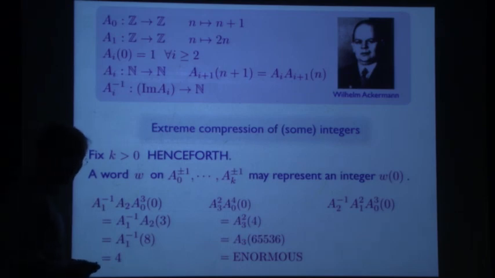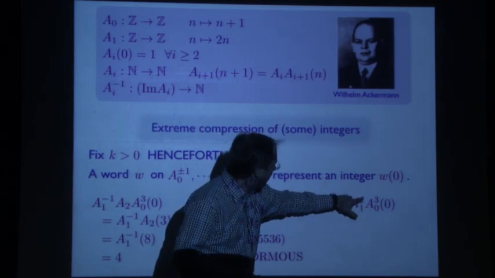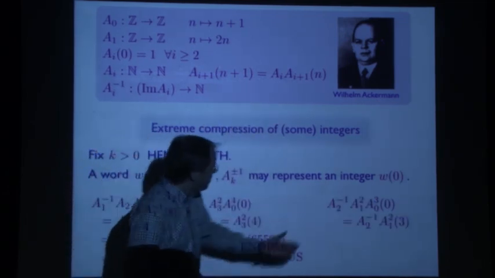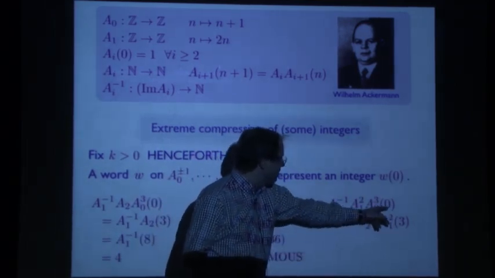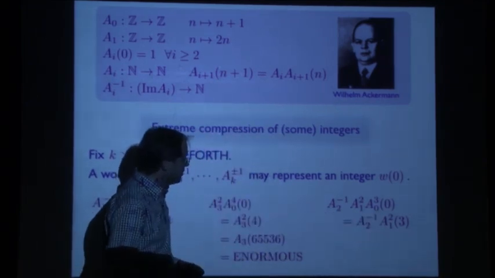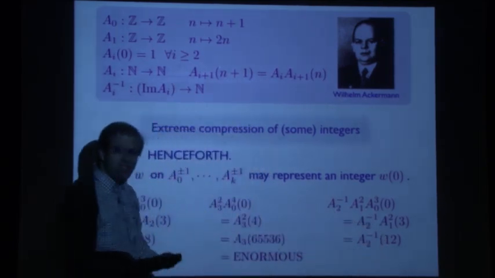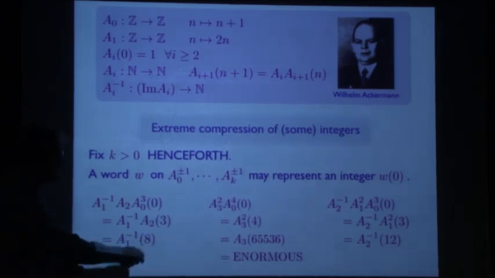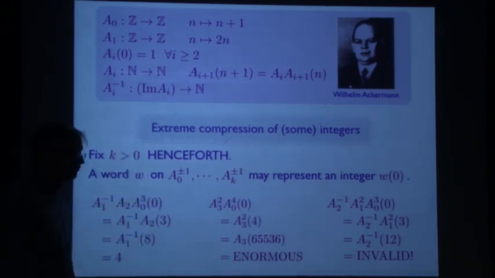Let's look at this example. A2 inverse A1 to A0 3. What happens when we evaluate this one? We first apply A0 3 times, so that gives us 3, and then you apply A1 twice. That's doubling it twice. That gives us 12, and then we want to apply A2 inverse to 12, but A2 is the function n goes to 2 to the n, but 12 is not a power of 2. Say invalid, doesn't work.